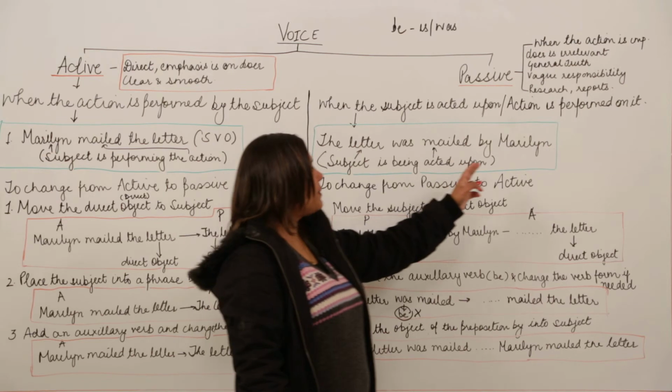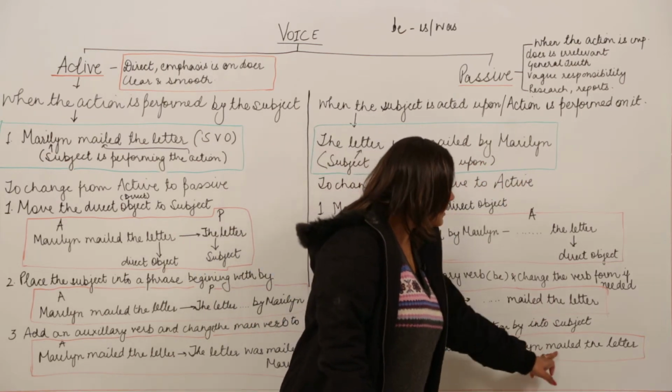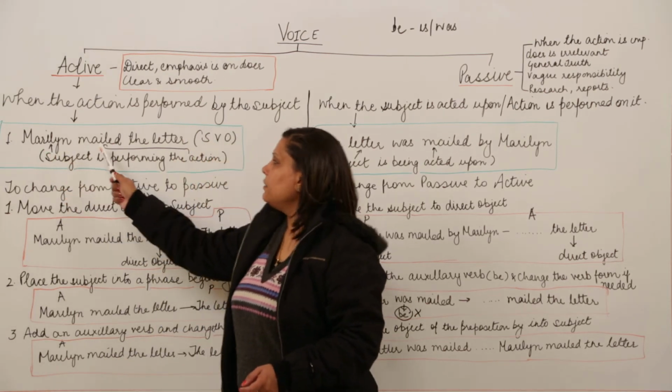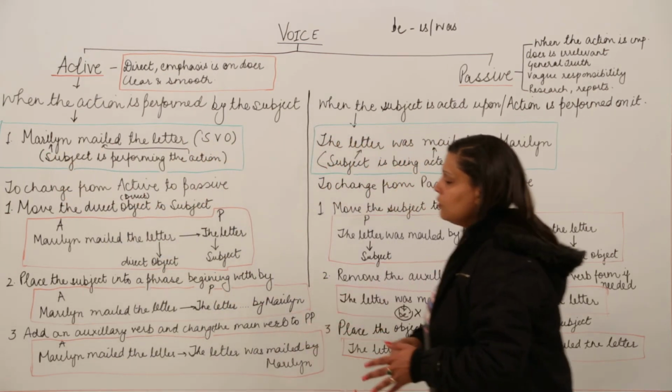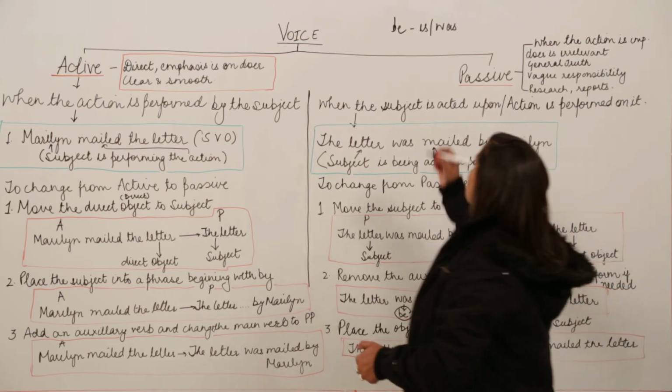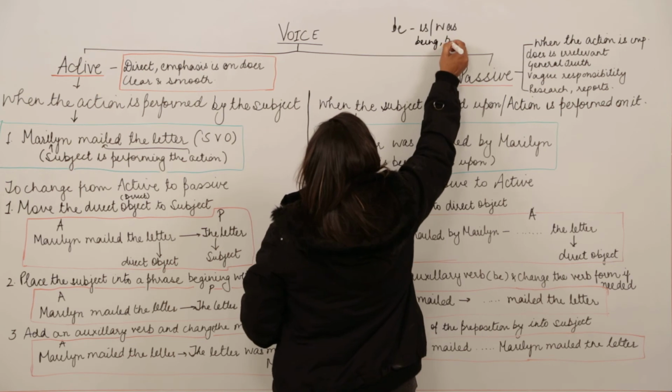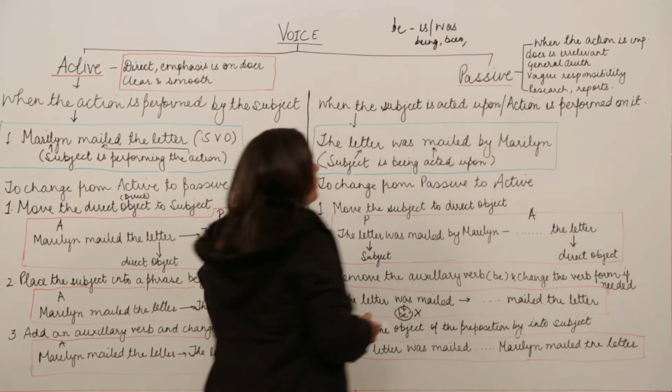Marilyn mailed the letter. That is how it becomes passive to active. The letter was mailed by Marilyn becomes Marilyn mailed the letter. And the active form, as we all remember, is Marilyn mailed the letter. This is how you make the changes. You can also use the forms of be like being and been according to the tense of the subject.